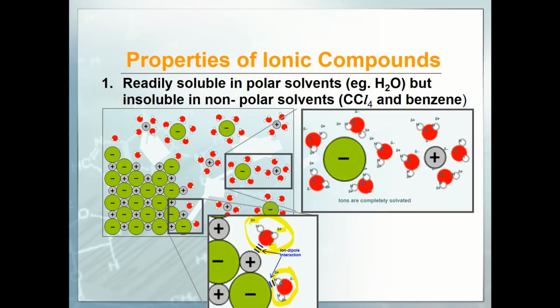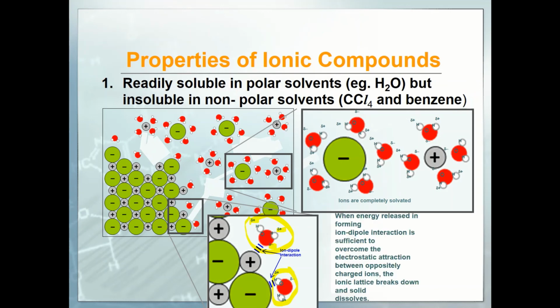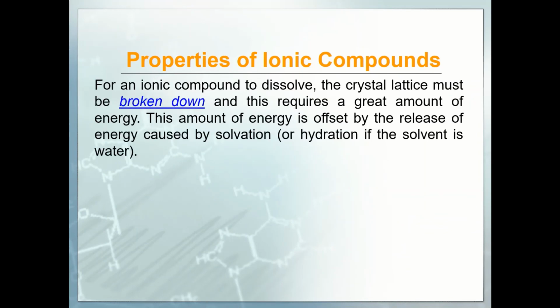So when these ions are completely solvated, that means you form the ion dipole interaction. This interaction is going to release energy, and this energy is used to break down the lattice. If the energy is sufficient to break down the lattice, then the ionic solid will dissolve. So this is basically what I've explained. In order for an ionic compound to dissolve, you must first break down the ionic lattice, and this requires energy. So where is this energy going to come from? This energy is going to come from the release of energy caused by solvation.